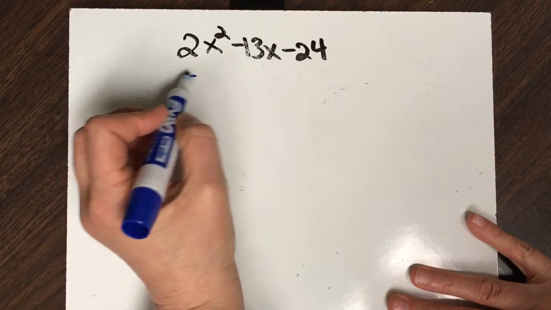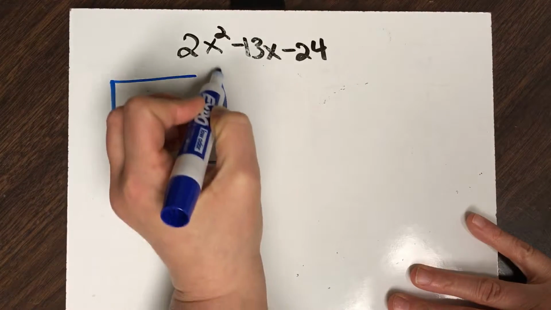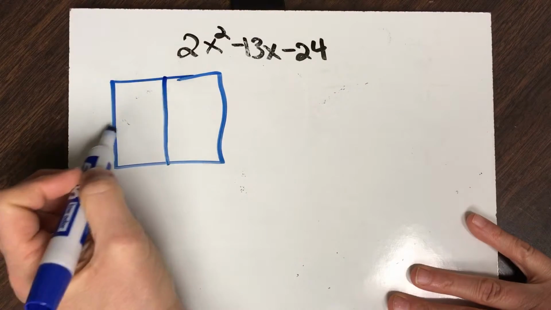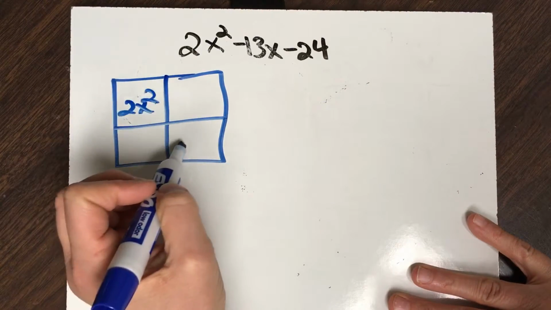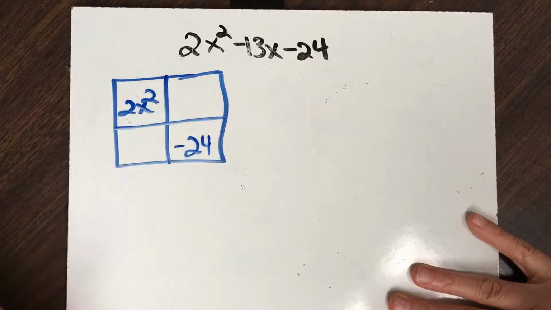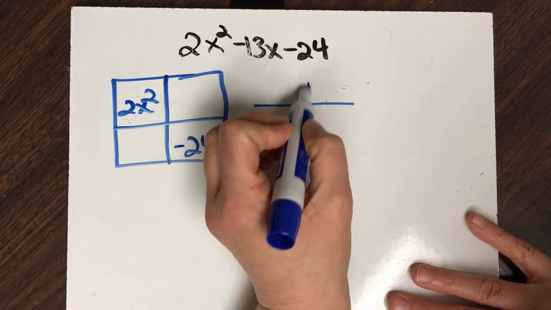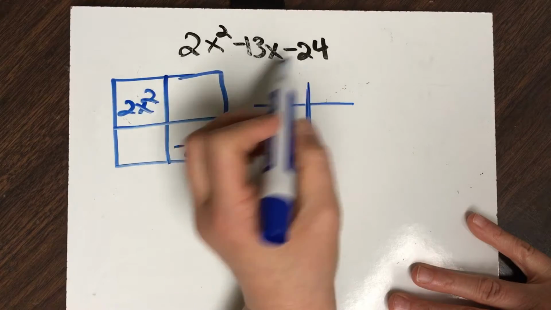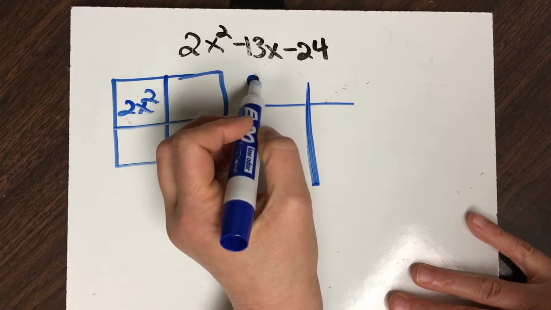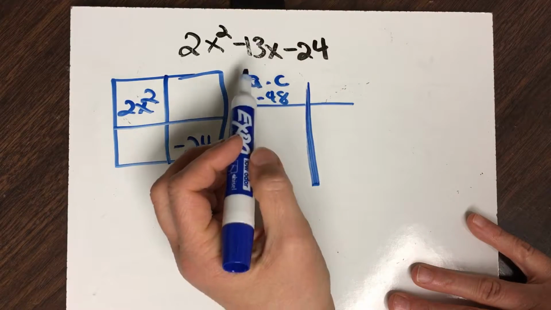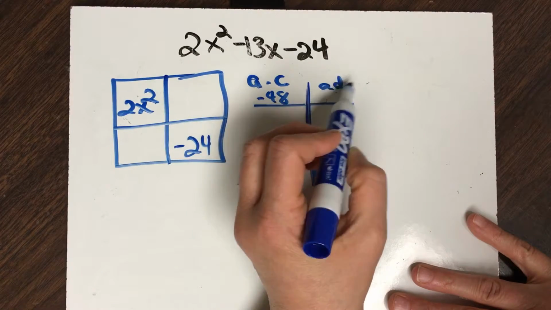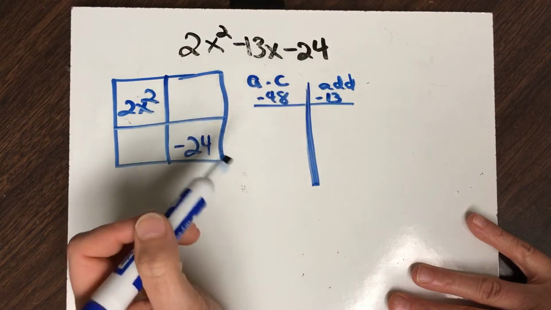So let's do our box again. Oops, kind of a wonky little box there. So our first term goes here, and our last term goes here. And let's create our t-chart. So we're going to go to a times c, and in this case it's negative 48. And then we're going to add to get to negative 13.